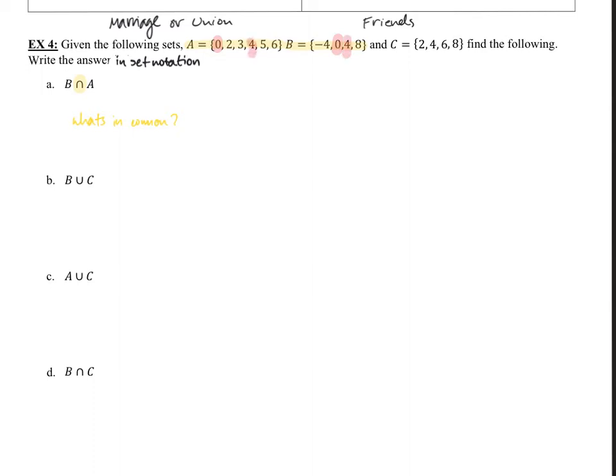A has a 5, B does not have a 5. A has a 6, B does not have a 6. Alright, so the numbers they share in common are 0 and 4.